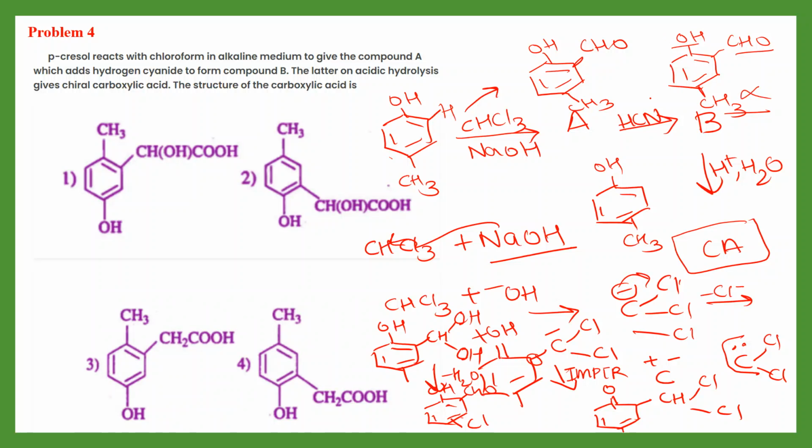Among these two, obviously HCN will get added on this carbonyl carbon. It will form OH, C, OH, CN. Till here it is clear. And you should know that cyanide on hydrolysis gives carboxylic acid.